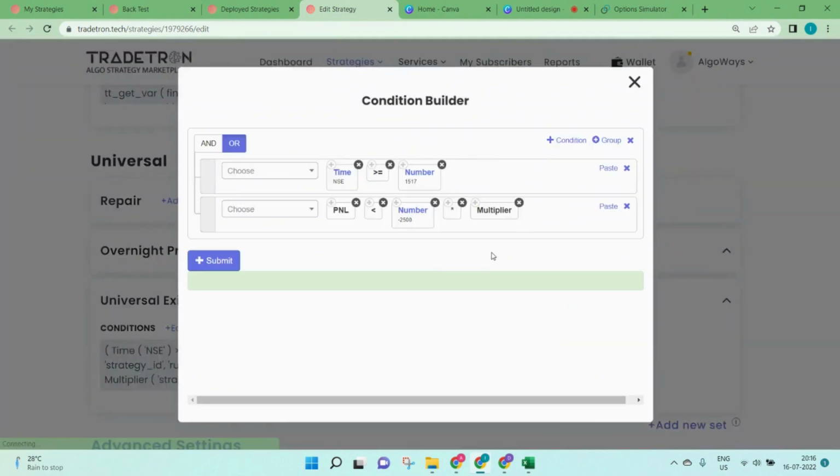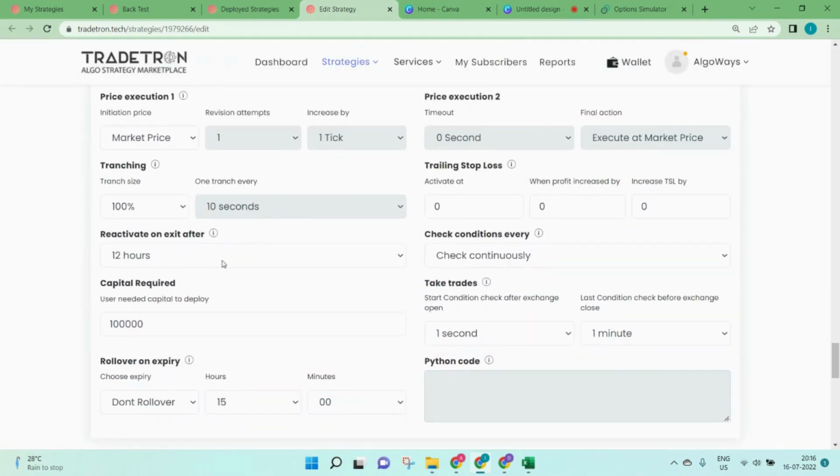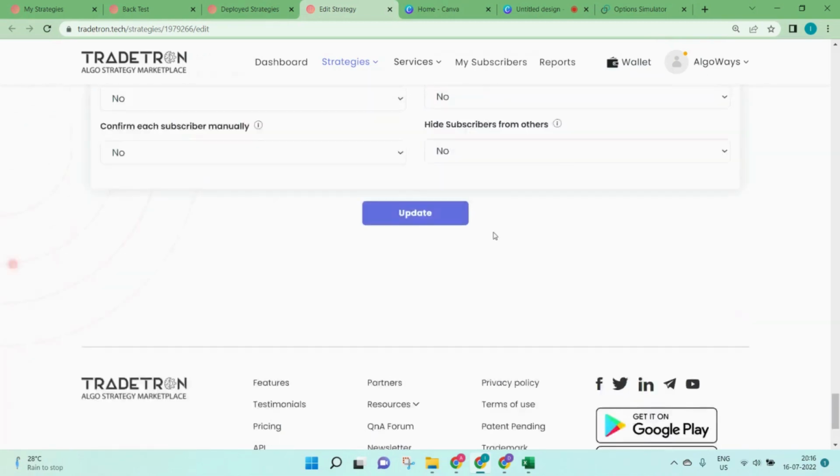I have kept minus 2,500 as stop loss, and that should be good. We can even try with minus 2,000. I have tried backtesting it with minus 3,000 and minus 2,000. We'll share the backtest result as well in some time. Then we have the reactivation after 12 hours and 1 lakh is the margin. Rest all things are common.